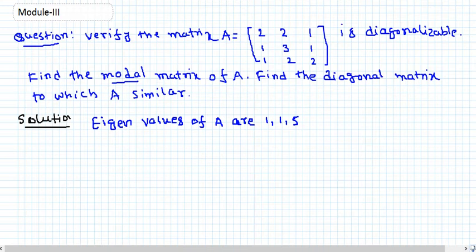With respect to the eigenvalue lambda equals 1, we're going to have the eigenvectors, and we'll also have to find the eigenvectors corresponding to the eigenvalue lambda 5. So let's do it. First, let's find the eigenvectors with respect to the eigenvalue 1.